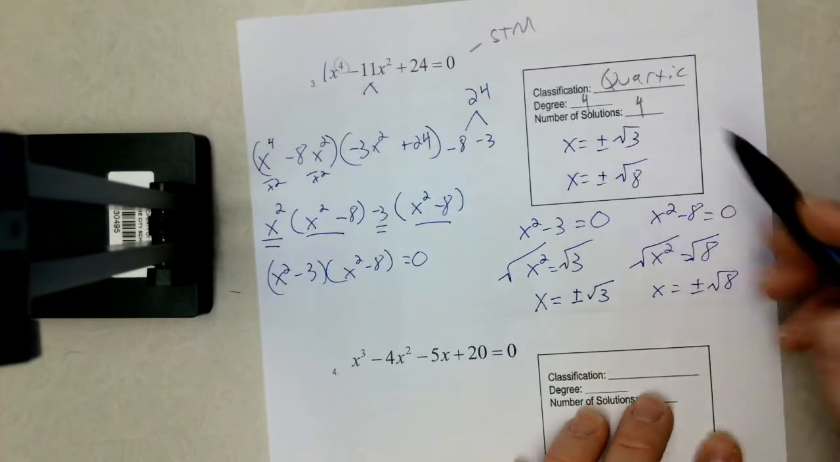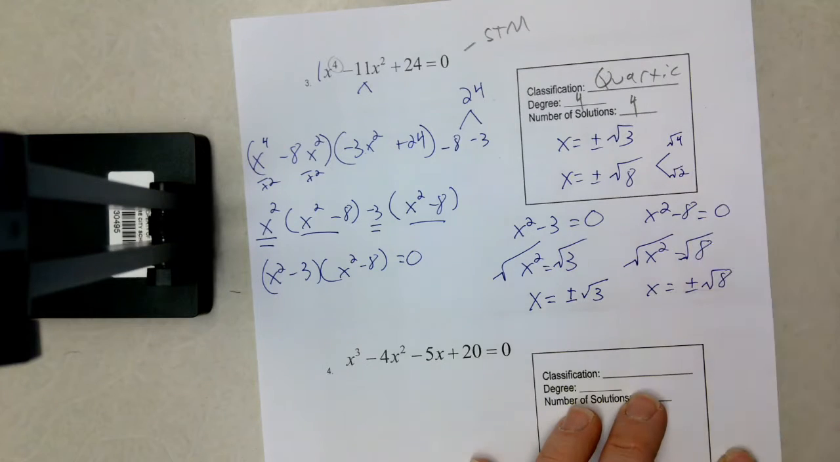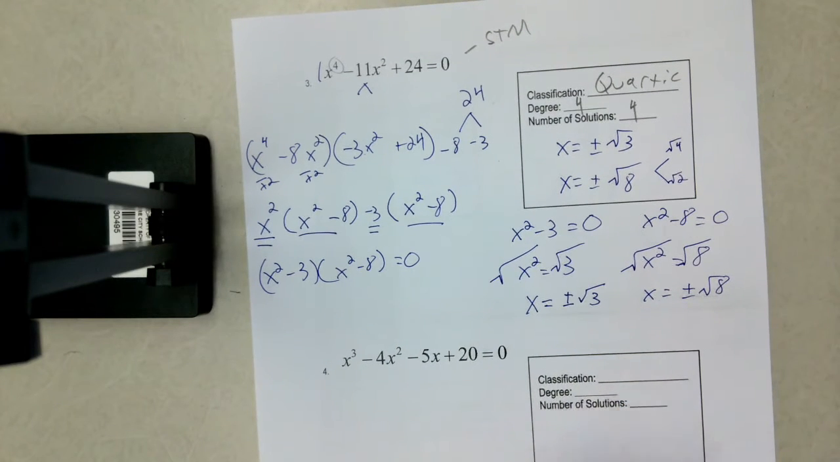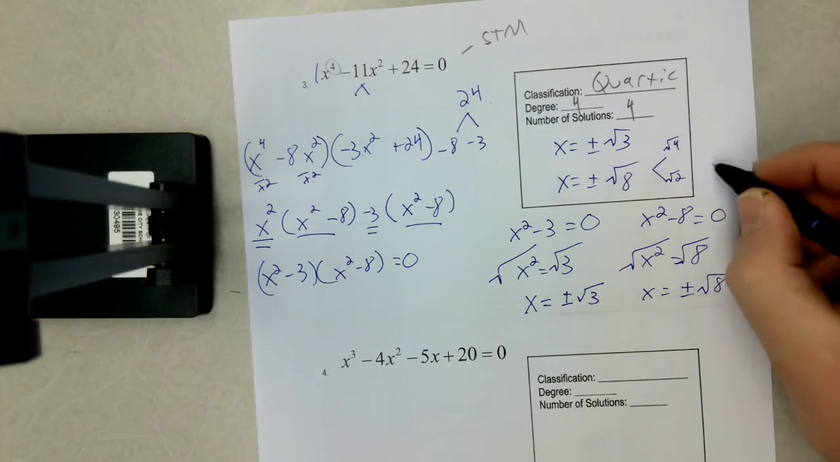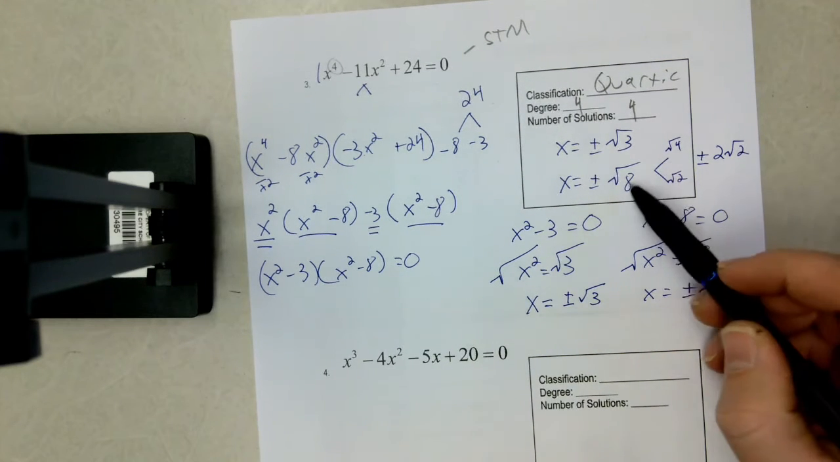That root 8 can be simplified a little further into square root of 4 times square root of 2. We break that down like we were doing with radicals. So it would be plus or minus 2 root 2, which is the same thing as root 8.